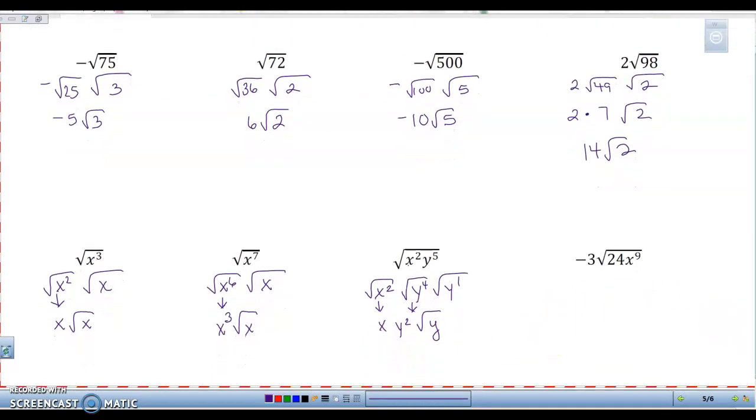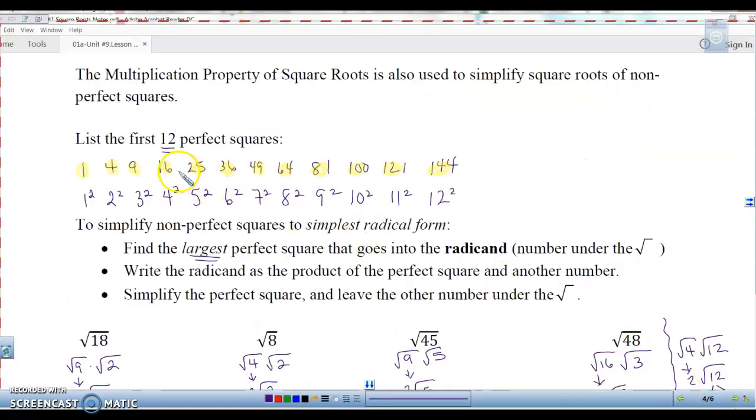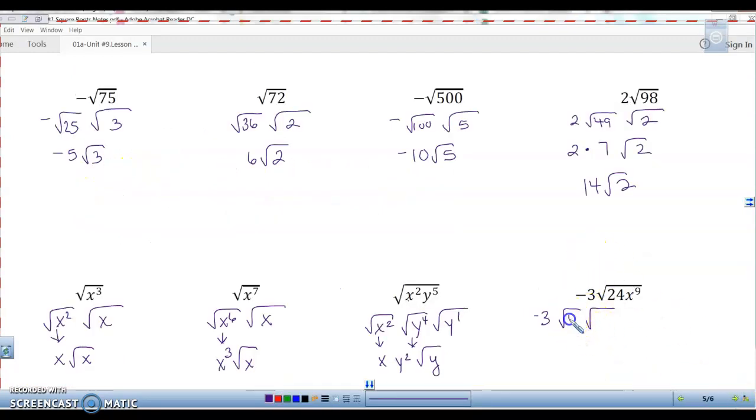For the last one, let's just combine the numbers and the variables. So the -3 we're not worried about right now; we'll worry about that later. Now we want to break down 24. What perfect square goes into 24? Here's my list. Does 16? No. Does 9? No. Oh, 4 does. So this is going to be 4 times 6 is 24.